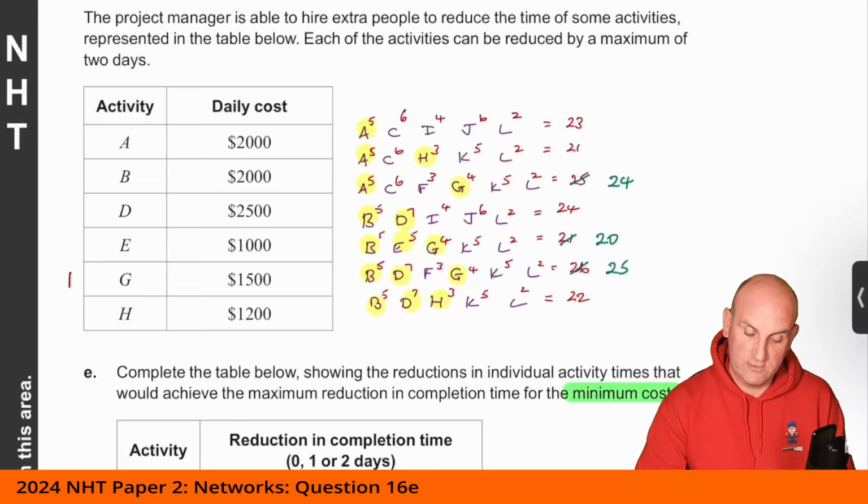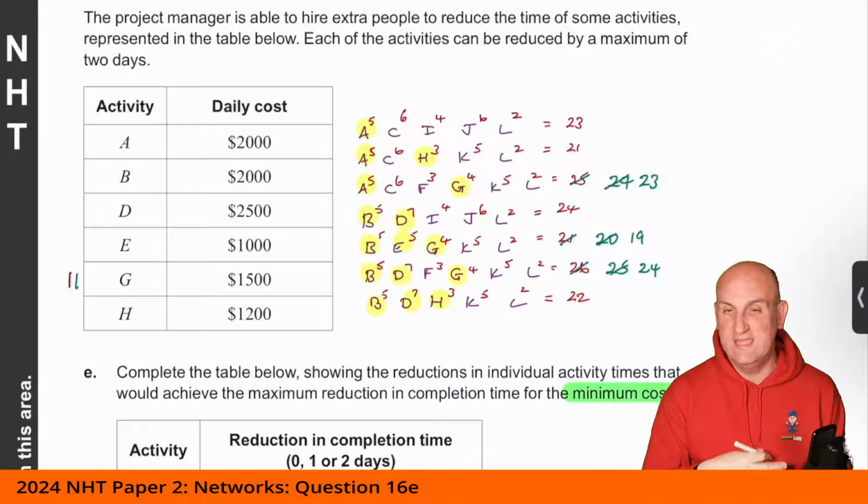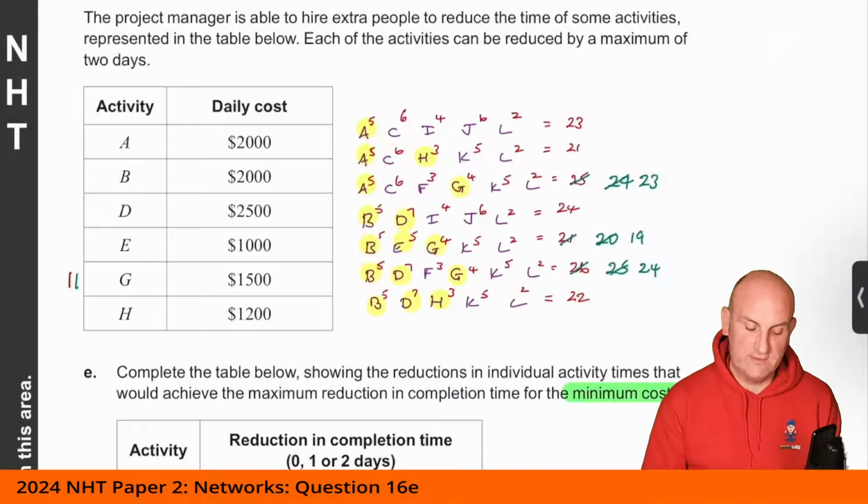Yes, G can crash again because 25 is my biggest number. I'm going to crash G one more time. So that means anything with a G, I'm going to take another one off. That's going to give me 23, 19, and 24. Now, I can't crash G anymore. It's exhausted, all right? So that's my 2 done for G.